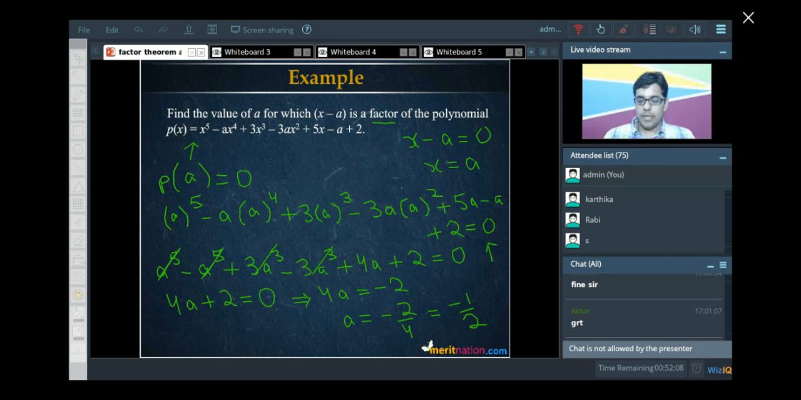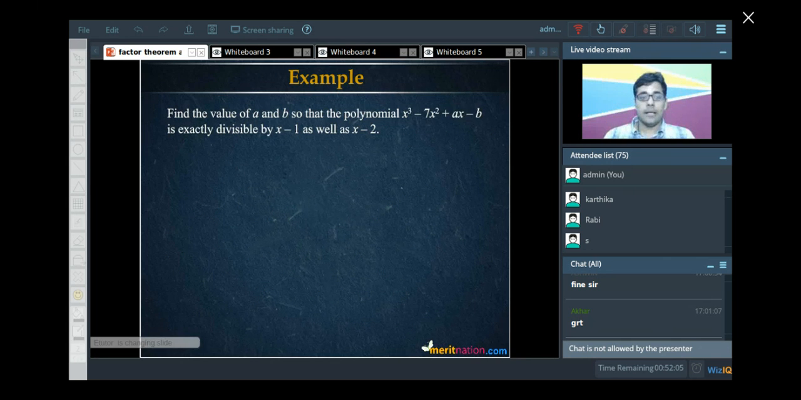Okay, next, moving on to the next example now. Example is here, find the value of a and b so that the polynomial x cube minus 7x square plus ax minus b is exactly divisible by the linear polynomial x minus 1 as well as x minus 2. So here we have two factors that are given as x minus 1 and then x minus 2. We can use the factor theorem and then find two equations and then solve for a and b.